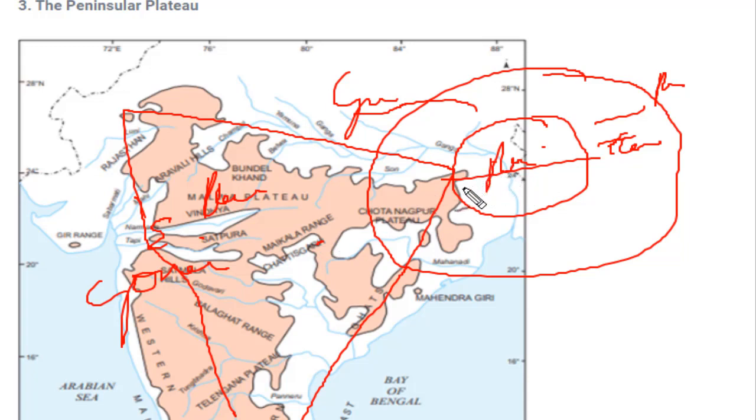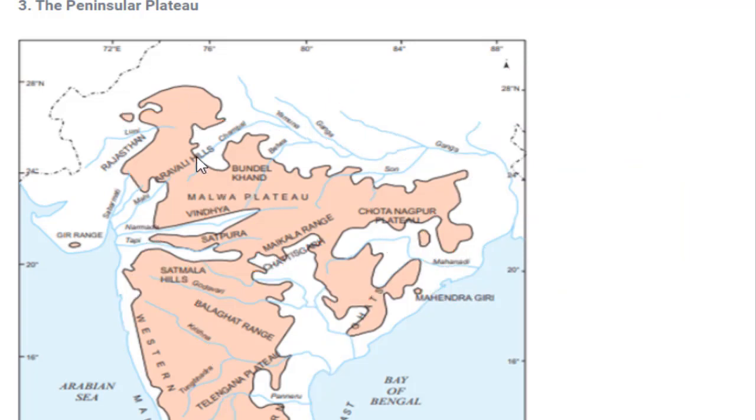Okay, and if we talk about the extension of this plateau, it extends in the states of Gujarat, Maharashtra, Bihar, Karnataka, Andhra Pradesh. You can see on the map where these are extending. These are passing through Gujarat over here in the west, Bihar somewhere over here, Karnataka in the south, Andhra Pradesh also in the south, and all these states are covered in this peninsular plateau.